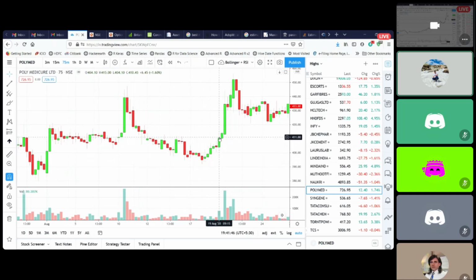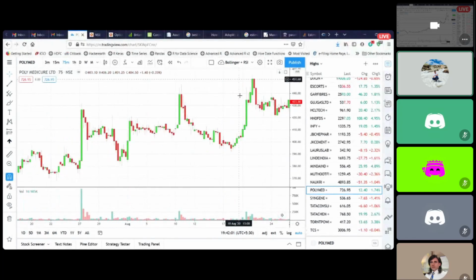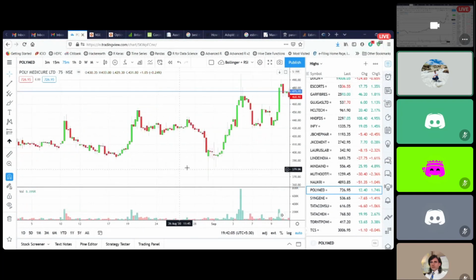I went long again at 410. And at 410, I set a booking of 447. And this was a very, very quick trade. It booked the next day itself, in this candle, when it hit the new high at 447. So this was the consecutive second swing trade in this.